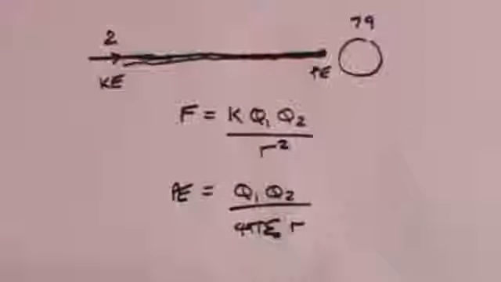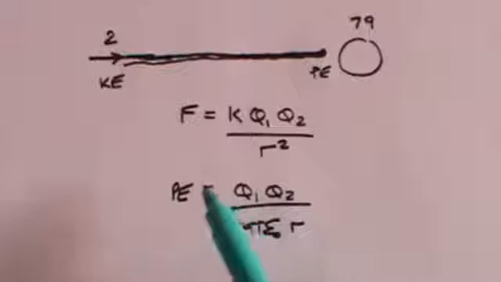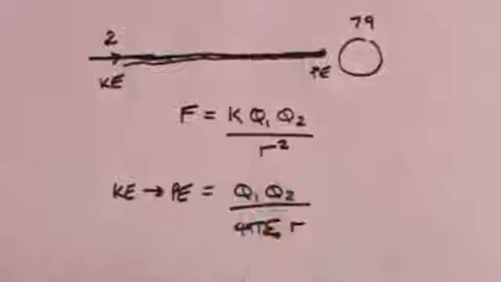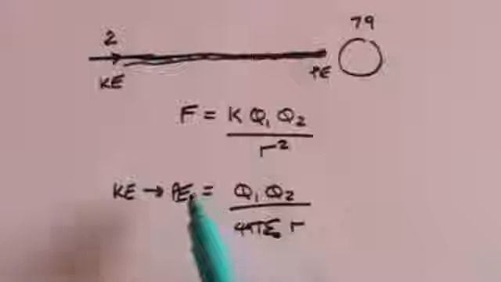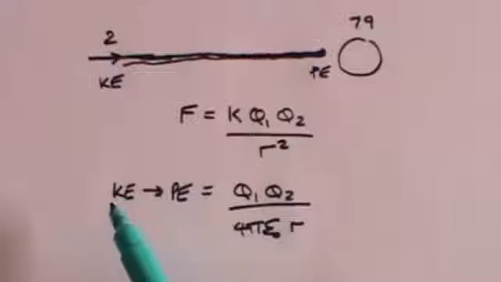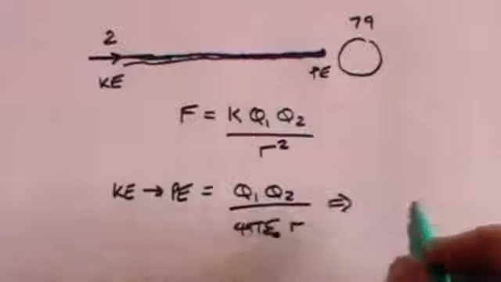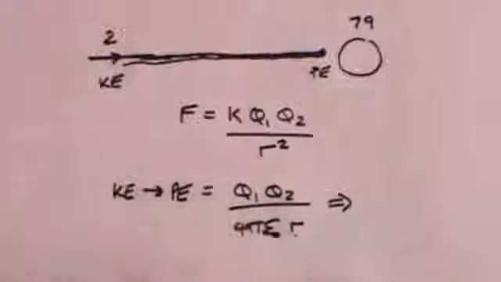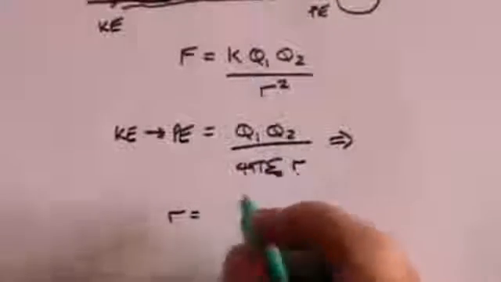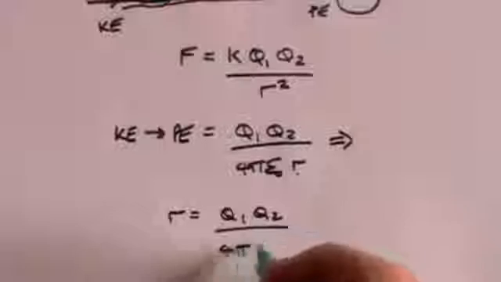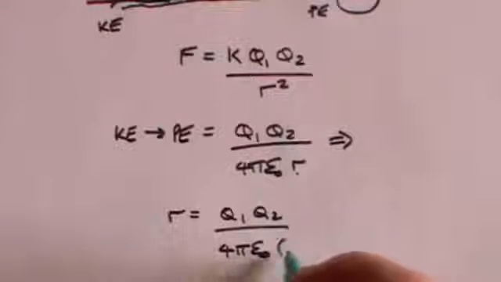And if you then simply switch these two around, so what you're effectively saying is that the kinetic energy has become the potential energy. So if potential energy equals this term, the kinetic energy must be equal to this term, because all the kinetic energy has changed to potential energy. And that means that if you just simply swap r and kinetic energy around, you get that the radius is equal to Q1 Q2 divided by 4 pi epsilon 0 times the kinetic energy.